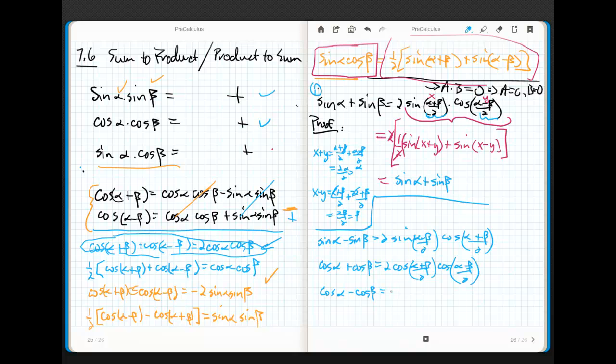And then I end up with negative 2 sine of alpha plus beta halves. That's supposed to be an alpha, by the way. Sorry about my lousy handwriting. And then sine of alpha minus beta, excuse me, halves. And that's it. Look, I've got sine alpha plus sine beta, sine alpha minus sine beta, cos alpha plus cos beta, cos alpha minus cos beta.